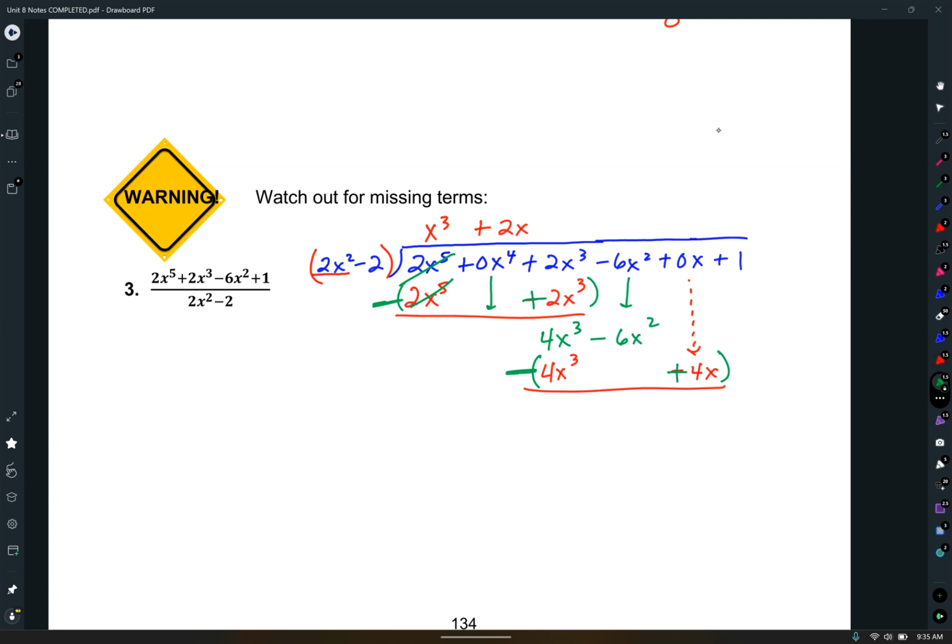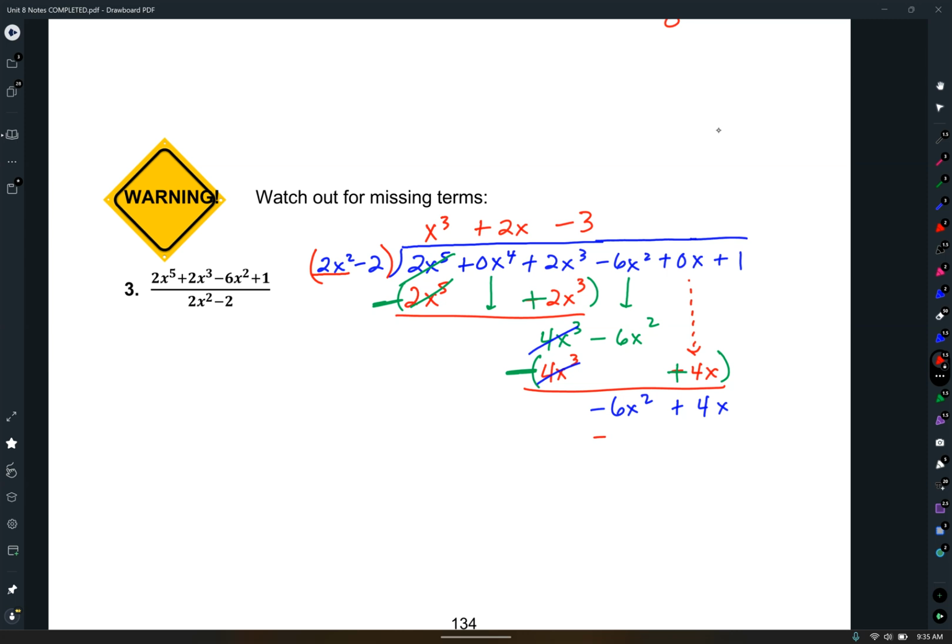So when I do my subtraction, yes, the x cubes cancel, but negative 6x squared and nothing added to it would just bring down a negative 6x squared. And then 0x and 4x is 4x. Okay, back to the drawing board one more time. What do I multiply 2x squared by to get 6x squared? Well, I'm going to multiply by negative 3.